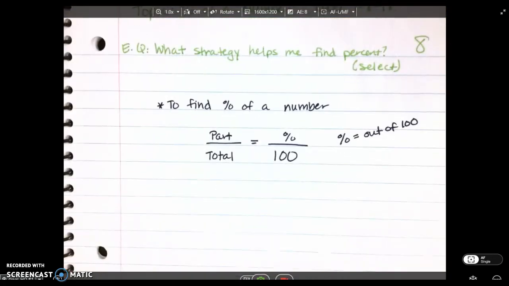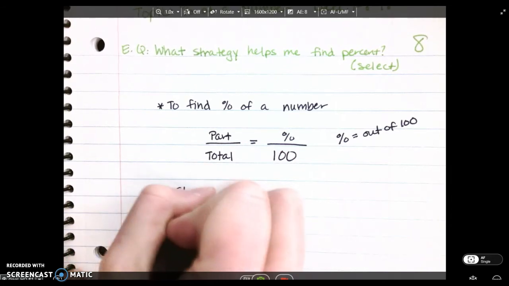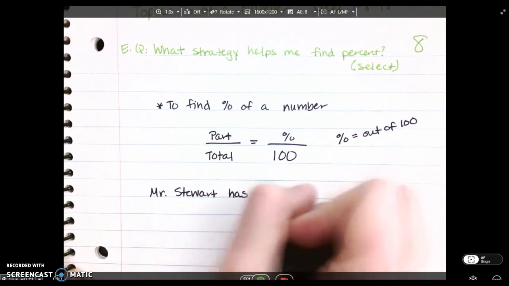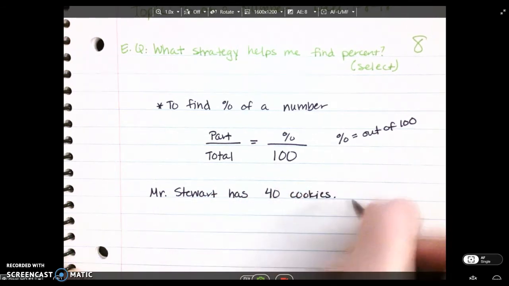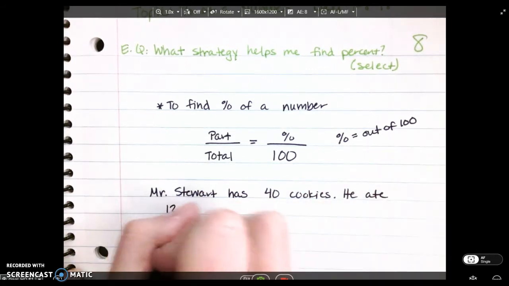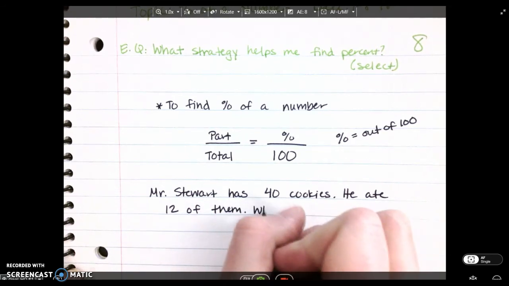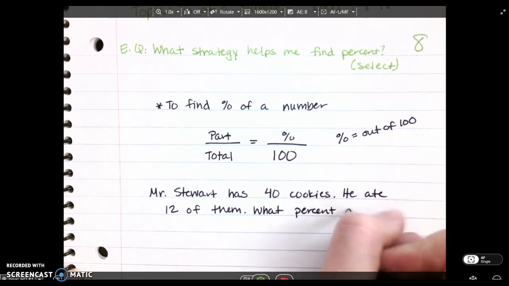So for example, let's use a strategy like that. Let's do an example. So Mr. Stewart has 40 cookies. He ate 12 of them. What percent did he eat?